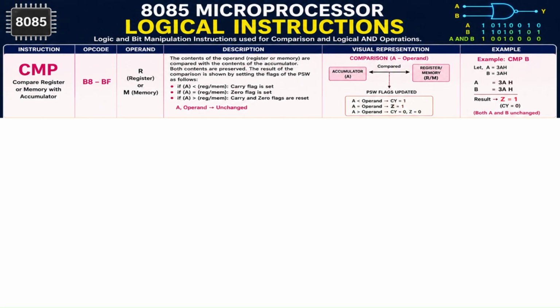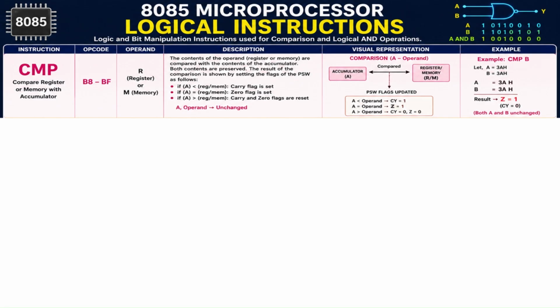Internally, the processor performs a subtraction only to update the status flag. That means both the accumulator and register remain exactly the same. Only the program status word flags are updated. Now look at these three conditions. If A is smaller than the operand, then the carry flag becomes 1. If A is equal to the operand, then zero flag becomes 1. If A is greater than the operand, then both carry and zero flag become 0. So remember, CMP only compares values, it never changes the data.